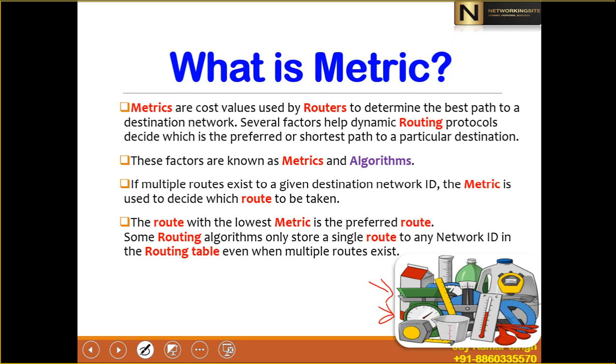So metric is a calculation method used by routing protocols, and each and every routing protocol uses different metrics. We will come to know about routing protocol metrics when we use protocols, like which protocol we use, which type of metric. Basically, you can always keep in mind that metric is used by dynamic routing protocols, not by static and default.